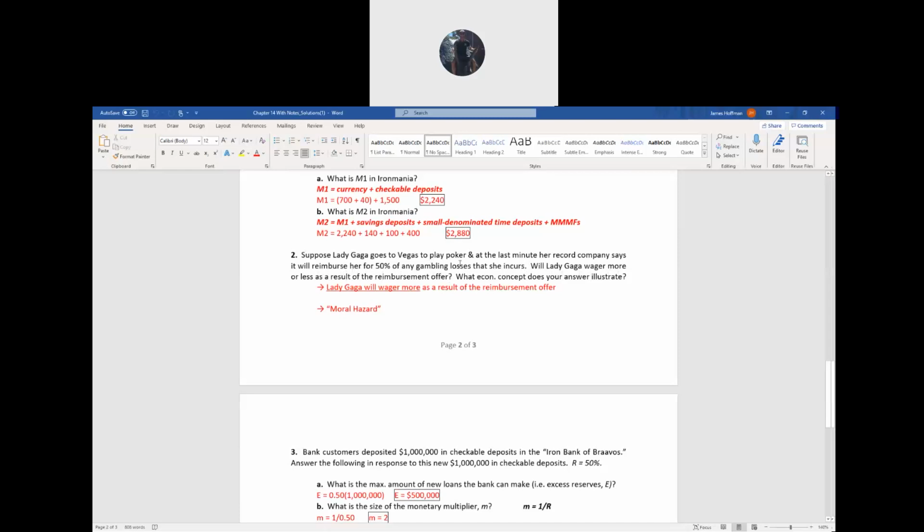So if she plays poker and gets to keep any winnings, but if she loses she gets reimbursed for 50%, then obviously she's going to wager more, because if she wins big, she gets to keep it all. If she loses, she only loses half. So the risk of losing is not as high, because you get reimbursed for 50% if you lose, but you keep all the money you win. So she's going to wager more because of this. And this illustrates a nice little example of moral hazard, because she has some insurance against losses, but gets to keep all the winnings.